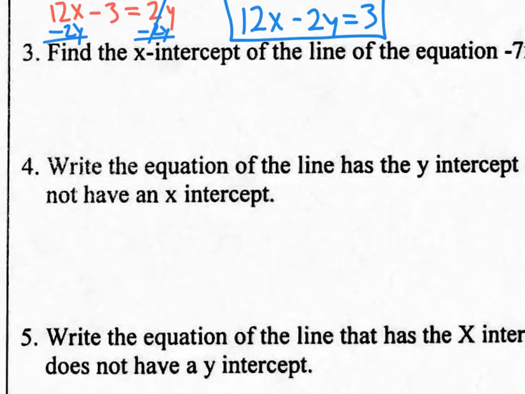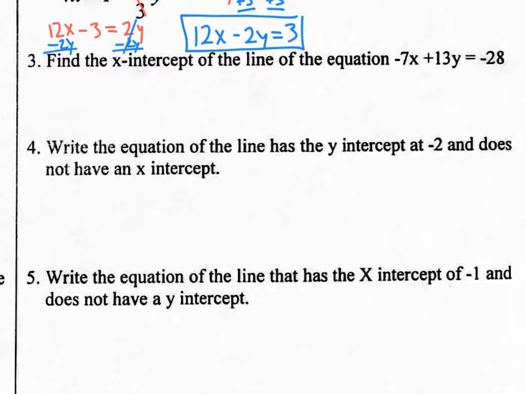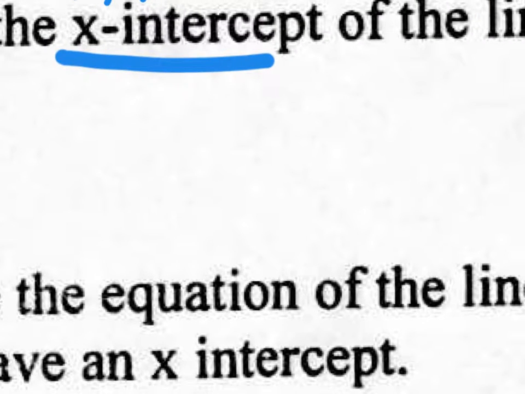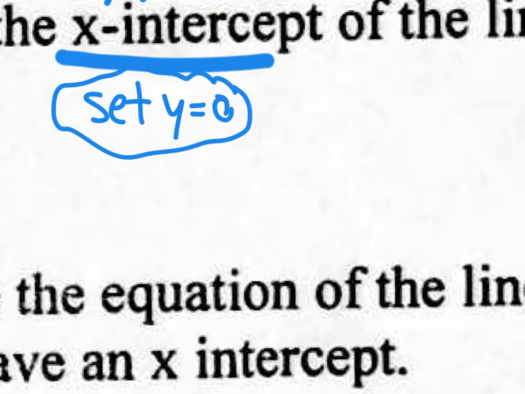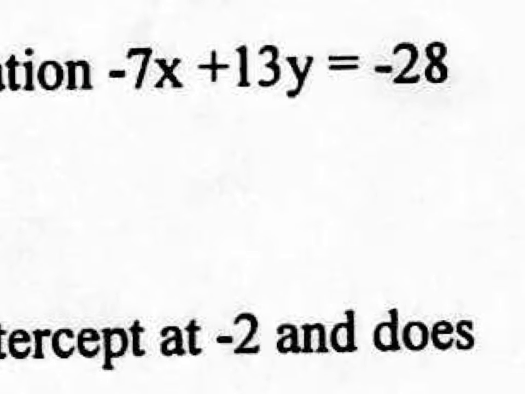Number 3, find the X-intercept of this line. So on number 3, it says find the X-intercept. How do we do that? You set y equal to 0 and solve. So for the X-intercept, we're going to set y equal to 0, and we're going to solve. So I'm going to go to my y value and put a 0 right there. So this is going to say negative 7x plus 13. We said y is 0, so I'm going to put a 0 in there.